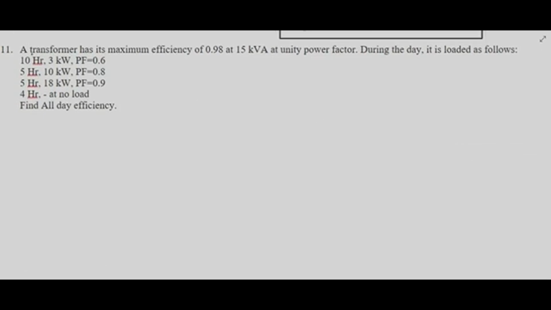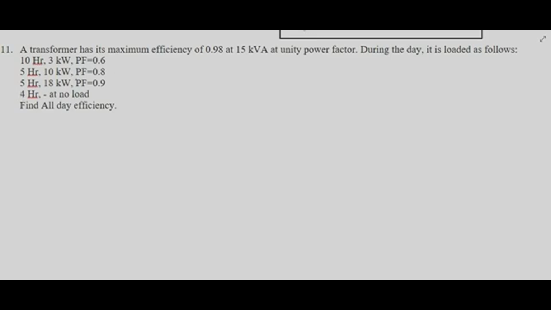So the problem statement is, a transformer has its efficiency of 0.98 at 15 kVA at unity power factor. During the day, the transformer is loaded as follows. 10 hours 3 kilowatt, power factor is 0.6. 5 hours 10 kilowatt, power factor is 0.8. Next 5 hours 18 kilowatt, power factor is 0.9. And next 4 hours at no load. So 10 plus 5 is 15, 15 plus 5 is 20, 20 plus 4 is 24.